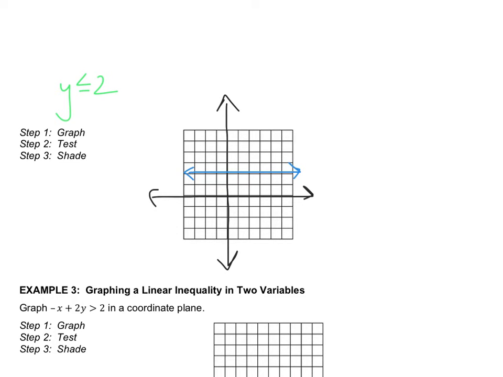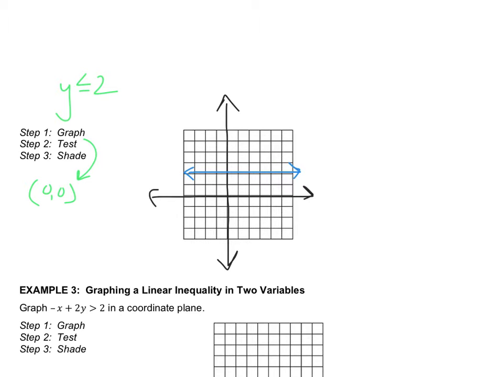Okay? It is a solid line because we are doing a less than or equal to. So because of this or equal to, it's a solid line like we would normally graph y equals 2. So then what I want to do is test a point. I'm going to test 0, 0. Again, I can see that 0, 0 is not on my line. So I'm going to test it.